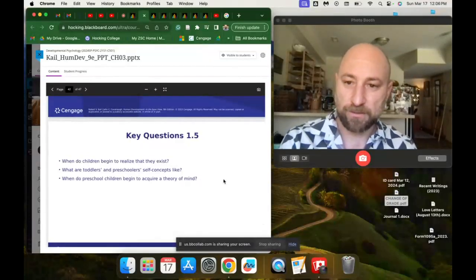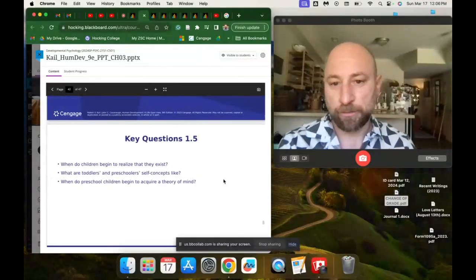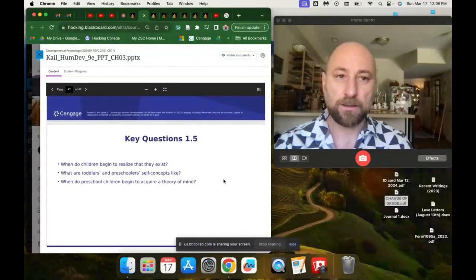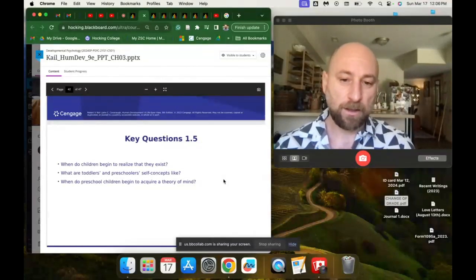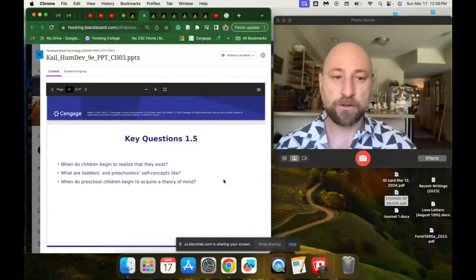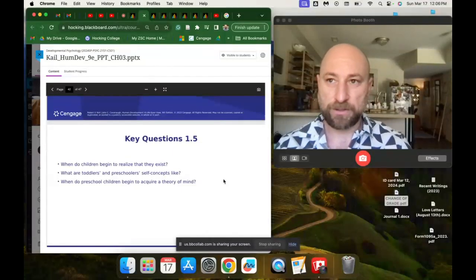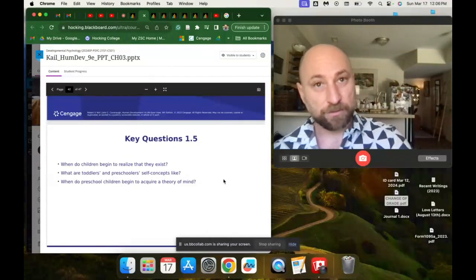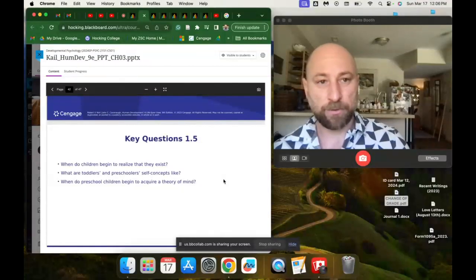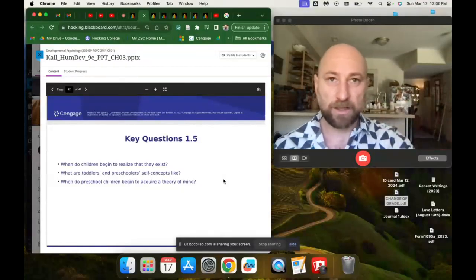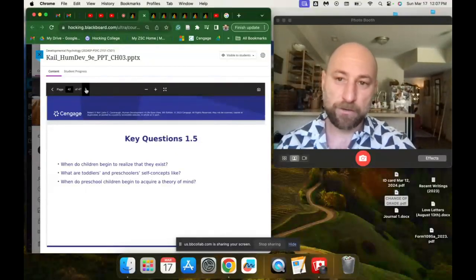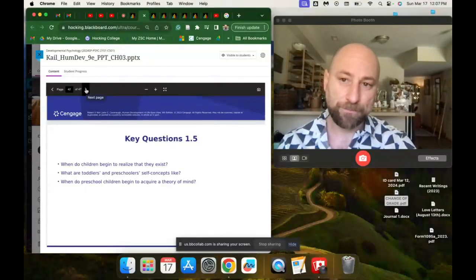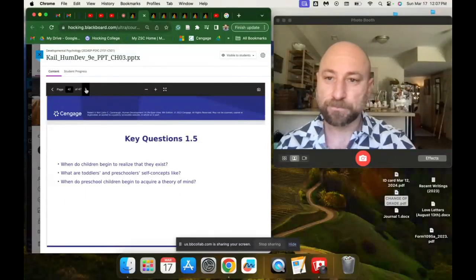What are toddlers and preschoolers' self-concepts like? When do preschool children begin to acquire a theory of mind? Theory of mind is essentially the idea that we can conceptualize another person's thoughts. We do something when someone leaves the room, like a child may do something naughty when the parent leaves the room because they realize, okay, the parent can't see me if they're not in the room. Other animals can do that as well, social animals.